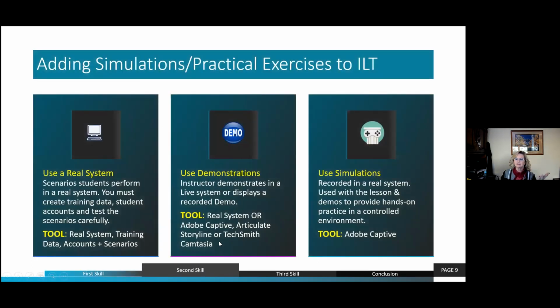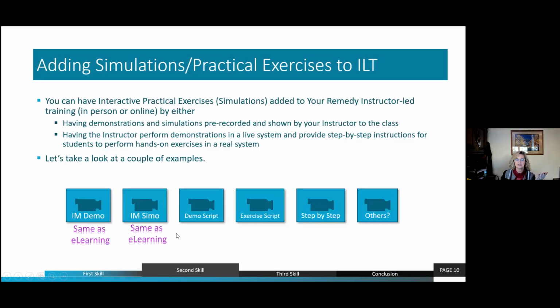That was talking about e-learning, but the same things apply to instructor-led. All the same things: use a real system, demonstrations, recorded, or simulations. These can be the exact same ones used by an instructor at the appropriate time. Maybe they're teaching, going along. Now let me show you a demo because I don't have access to a system. Now I want to give you guys access. Here's the link. Go ahead and do the practical exercise in the simulation. That way, if you don't have a system, an instructor can still utilize that and do it.